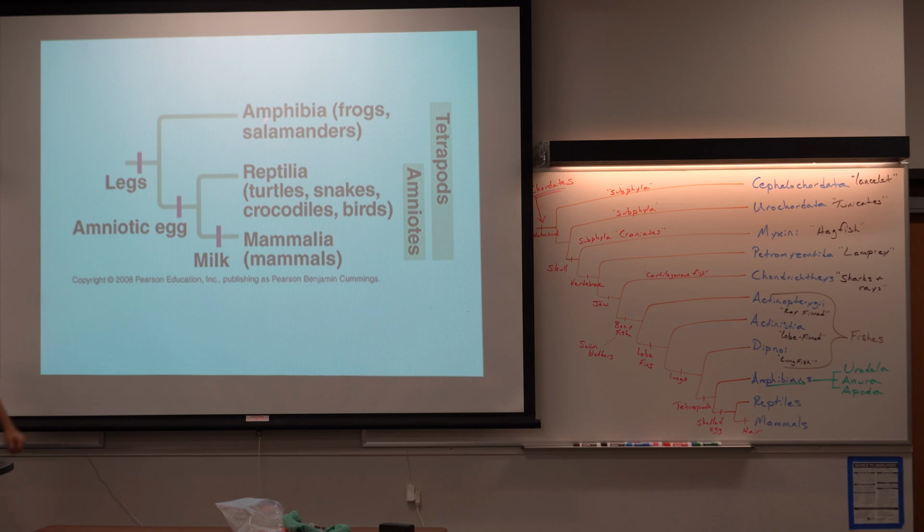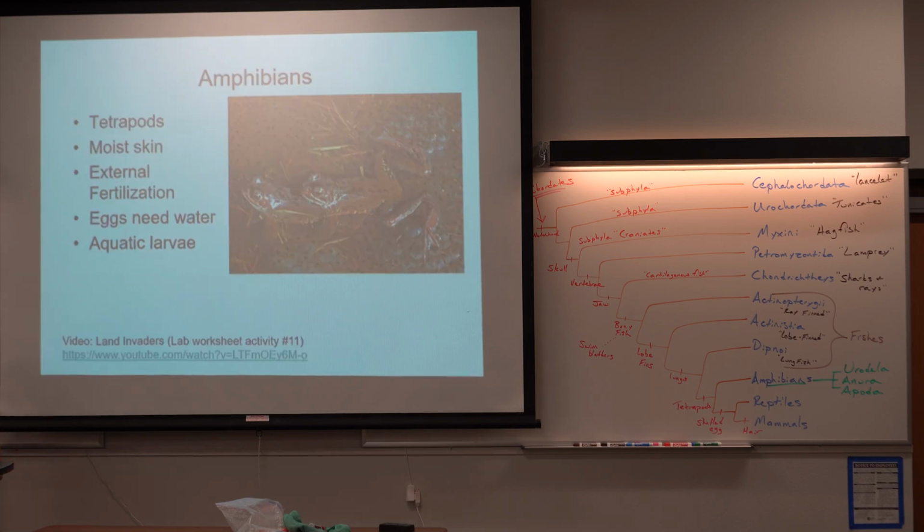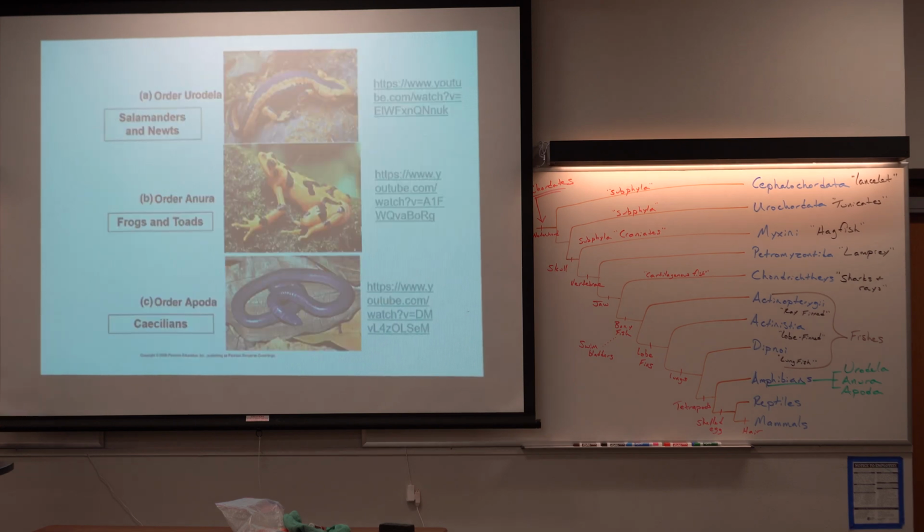If we could look at the class of amphibians, I've already written on the board that there are three orders of amphibians to be aware of. Here are those three orders. The order Urodela, that includes the salamanders and the newts. The order Anura, that includes the frogs and the toads. And then this order called Apoda, that includes an organism called the caecilians. These caecilians have lost their legs altogether, so they're legless amphibians, and they live in the rainforest.